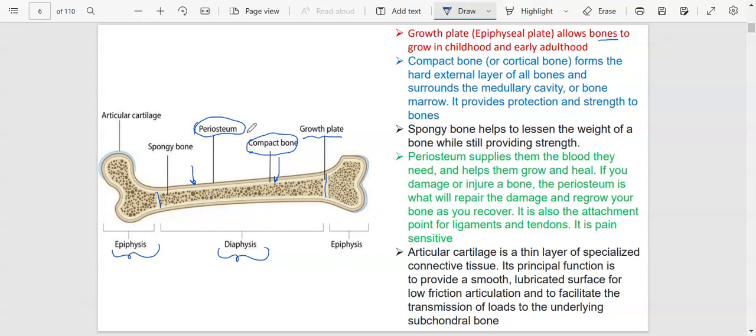So that is the periosteum, and it is pain sensitive. So when you hit yourself, it is what senses the pain. This is where muscles are going to attach, and also ligaments and tendons. Maybe this bone is connecting to another bone, so the muscles or the ligaments are going to come and attach on the periosteum. All right.